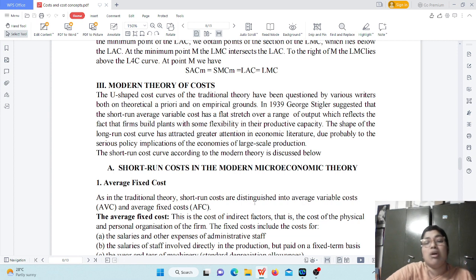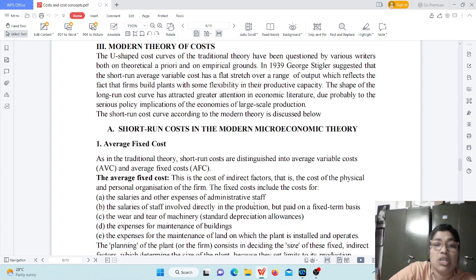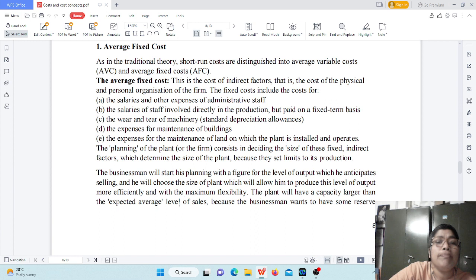So what is average fixed cost? Just like we have already defined, average fixed costs are the costs of indirect factors, that is, the cost of the physical and personal organization of the firm. This includes salaries and other expenses of the administrative staff, salaries of staff involved directly in production but paid on a fixed-term basis, wear and tear of machinery, called standard depreciation allowances, and the expenses of maintenance of the buildings and of the land on which the plant is installed and operated.